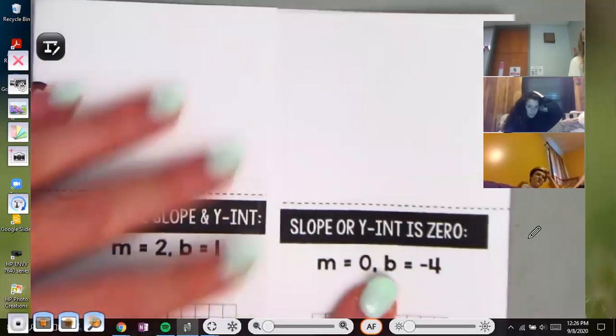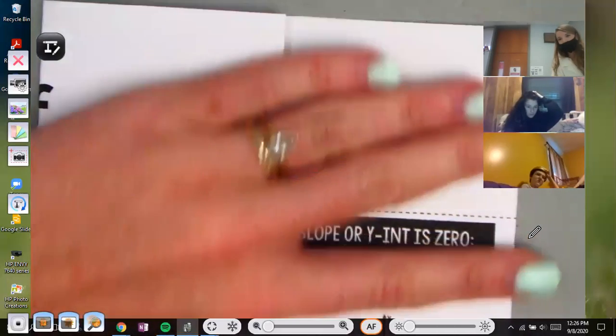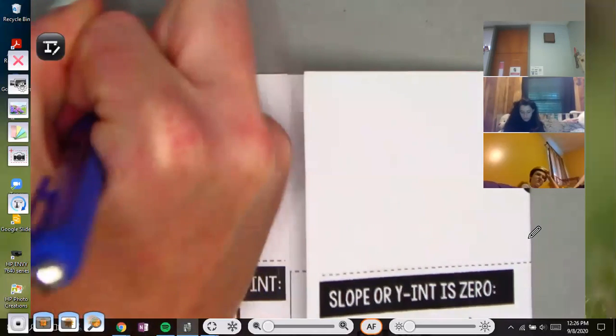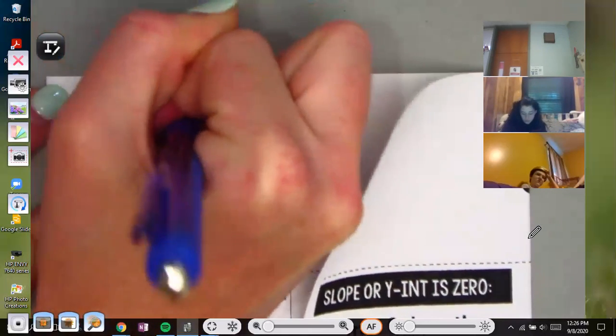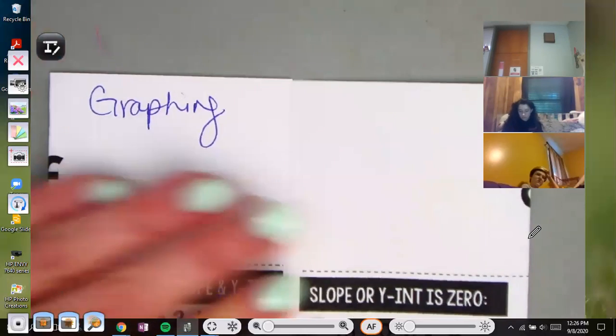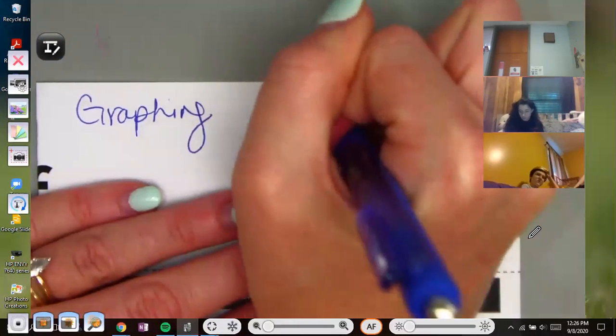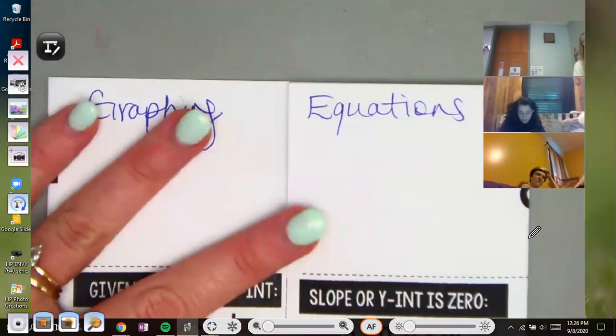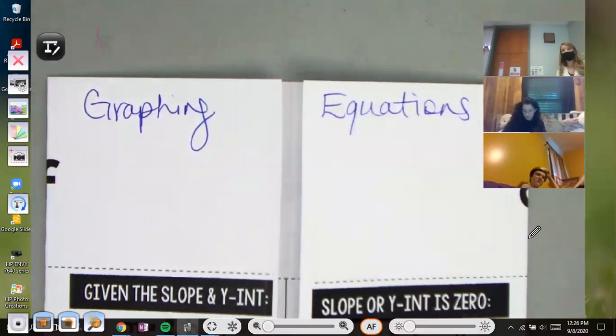All right, and at the top of this sheet of paper, or if you're at home and you just have a sheet of paper that you're taking notes on, you're just going to write graphing equations across the top.